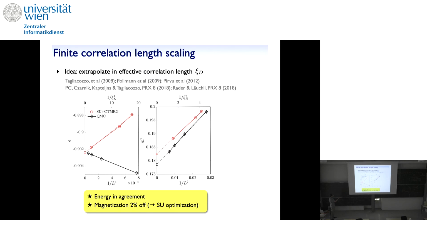And here is our iPEPS data. For the energy, we obtain quite a good result. For the magnetization, this extrapolates to a higher value, so it's 2% off, but this is most likely due to the fact that we have used simple update optimization here, right? So I think we can really improve that also by using more accurate optimization techniques.